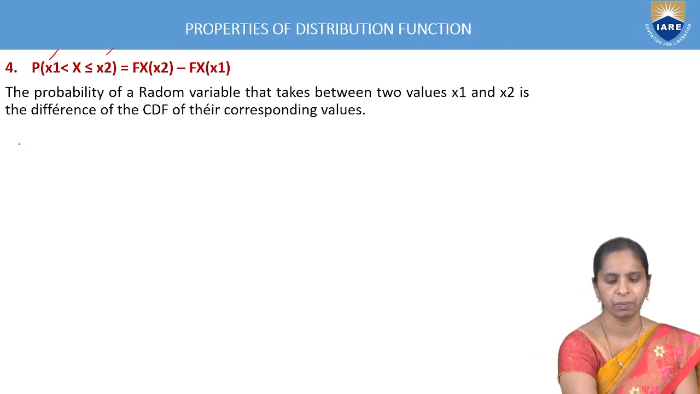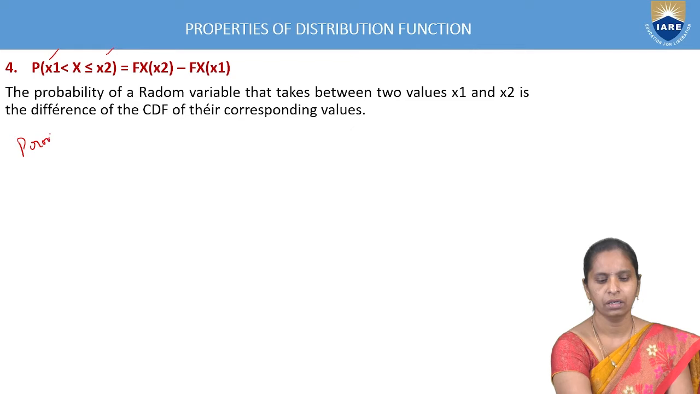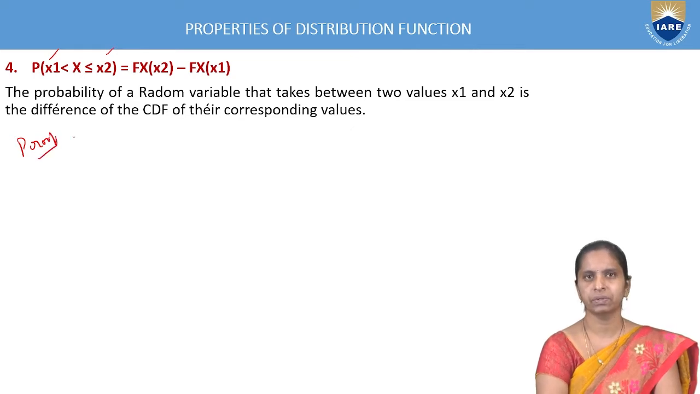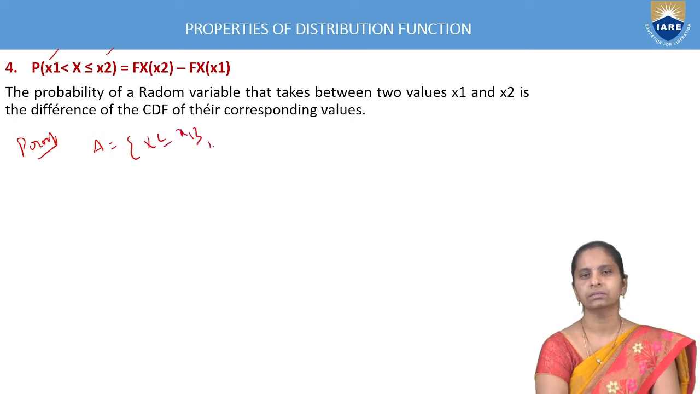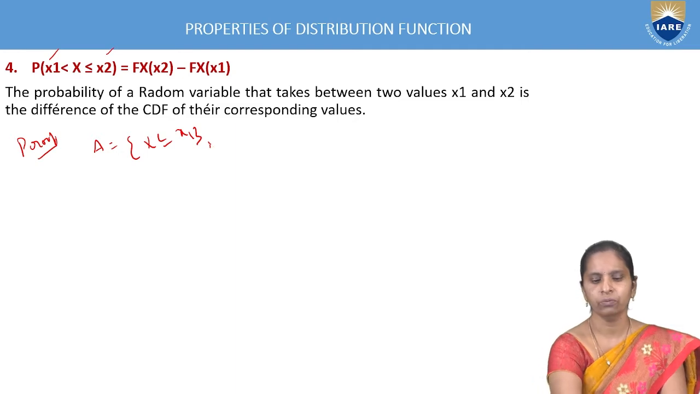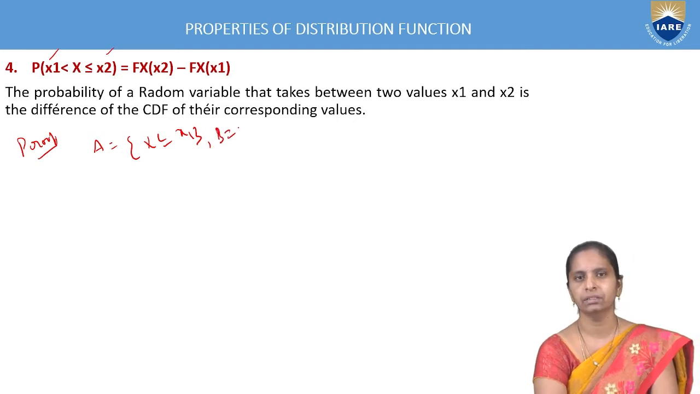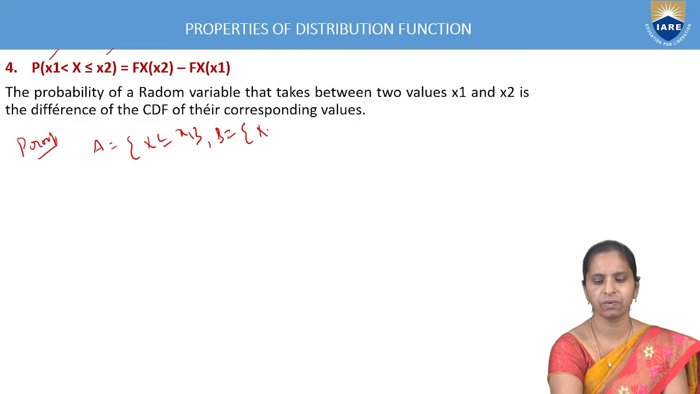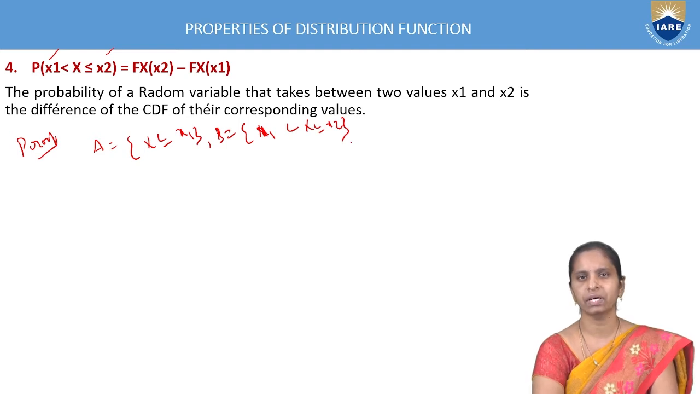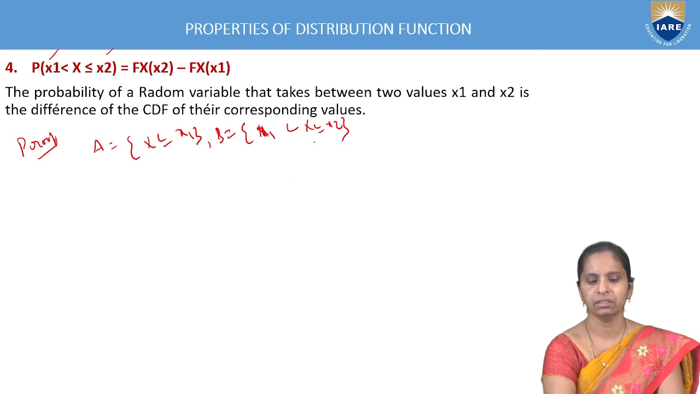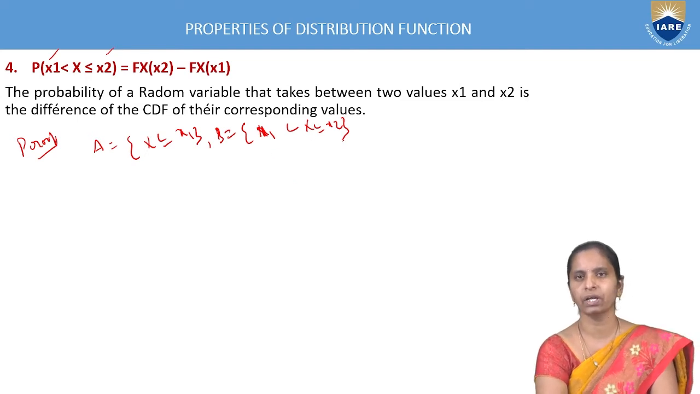In order to prove this property, I am taking two events. The first event is A: X is less than or equal to x1. That is the first event I am considering. One more event I am considering as B: x1 < X ≤ x2. I am considering two events. The first event is X less than or equal to x1, and the second one is the random variable X takes values from x1 to x2.